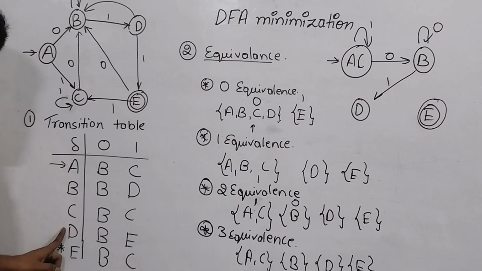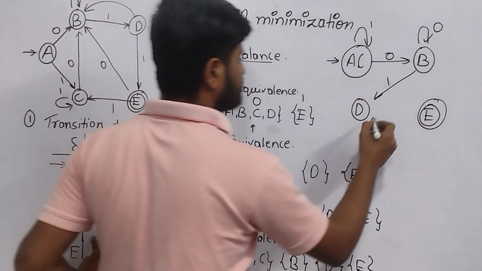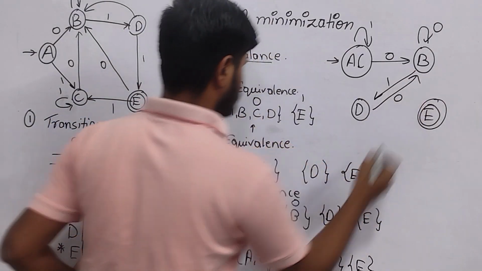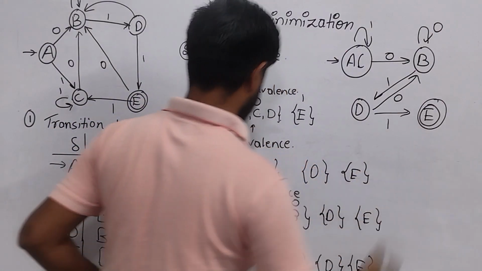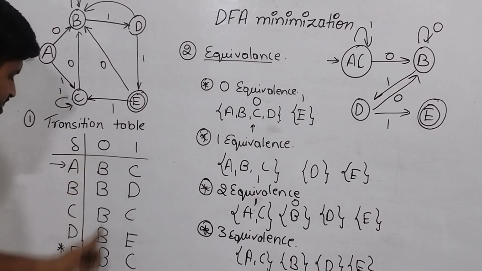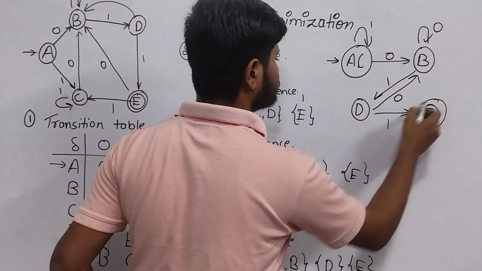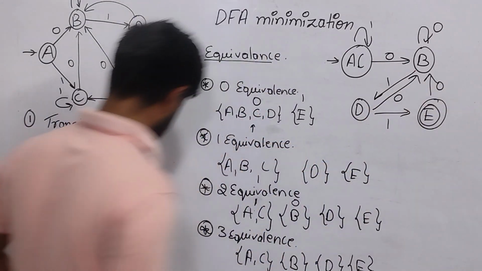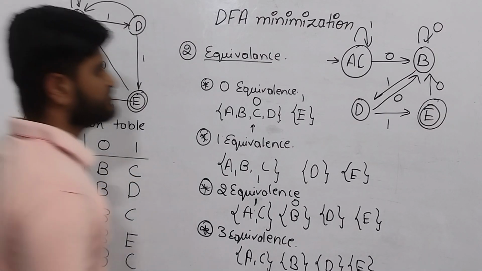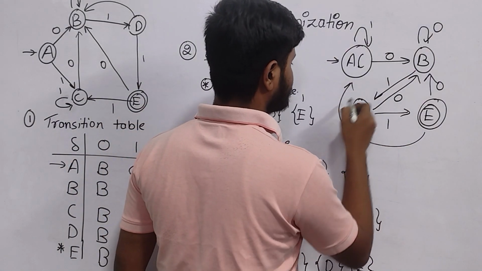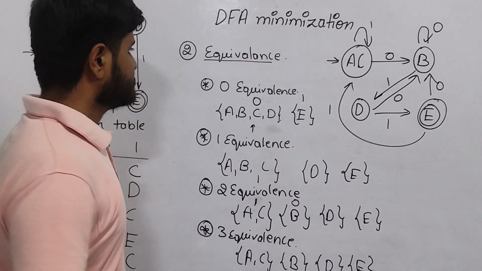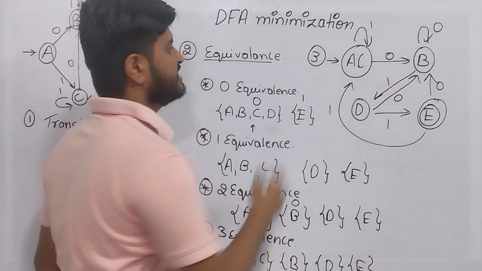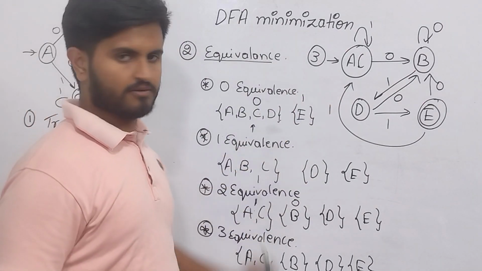Next D, for 0 it is moving to B. Next for 1 it is moving to E. E for 0 it is moving to B. E for 1 it is moving to C. So you can write like this. Now we are completed with the third step also, that is the DFA diagram, minimized DFA diagram.